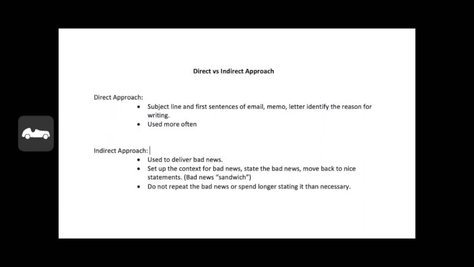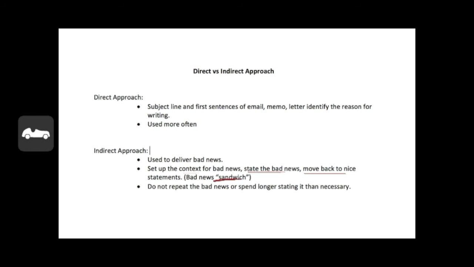So the indirect approach, again, you're going to use it to deliver bad news. You're setting up the context for bad news. Then you state the bad news. And here's a key point: move back to nice things right afterwards. So you also don't want to end on the bad news. You don't want to start on the bad news. You don't want to end on the bad news. We sometimes refer to this as a bad news sandwich.